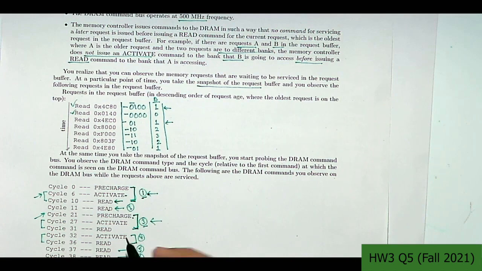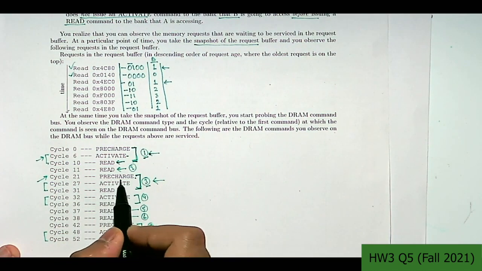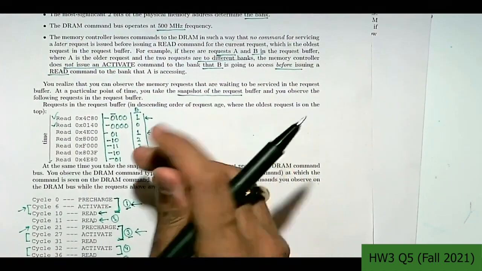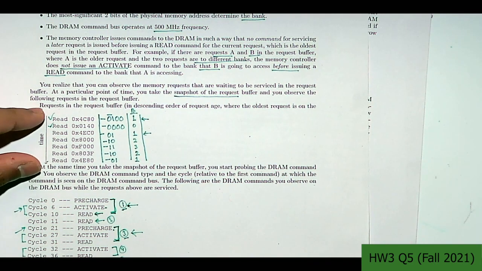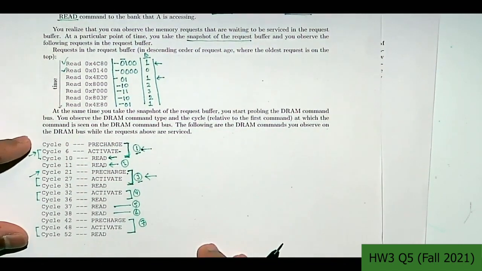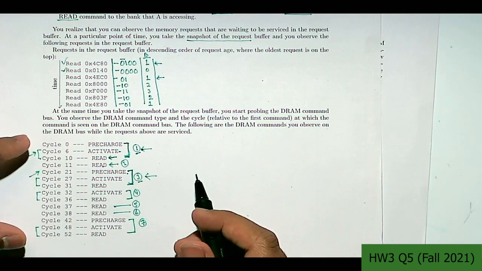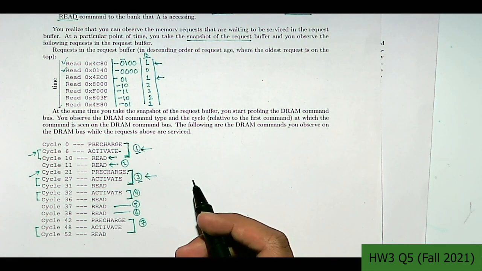So the question you asked is completely valid. How do you know that this request actually came later, so that's why we issued this later, right? That's what you asked. But this question said that this is the snapshot of the request buffer at once, when you actually started seeing this. So your request buffer showed a state like this, and then you probe the command bus. That's what it says, that you probe the command bus and you saw this is the sequence of commands the DRAM command controller actually issued.